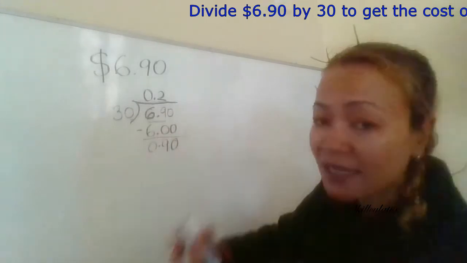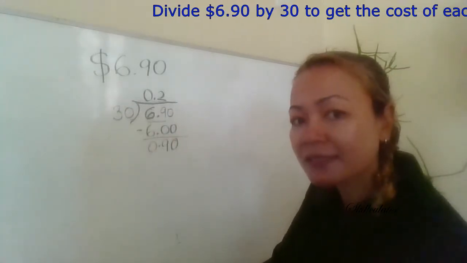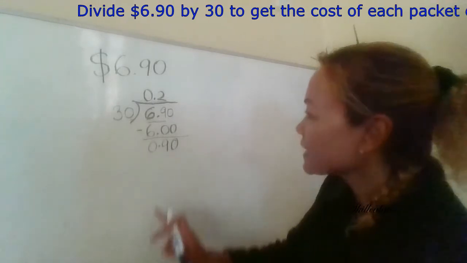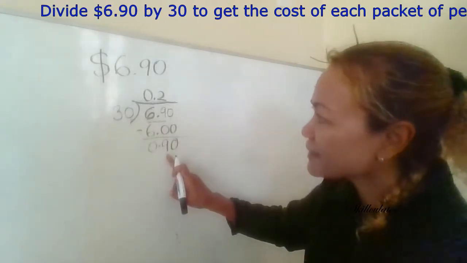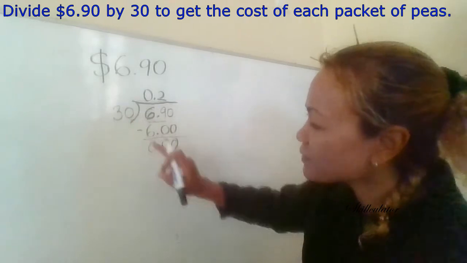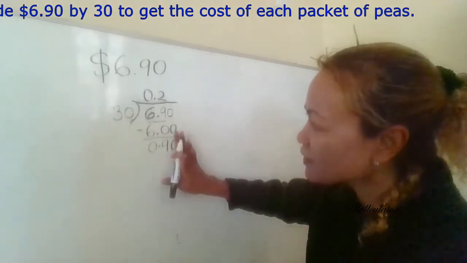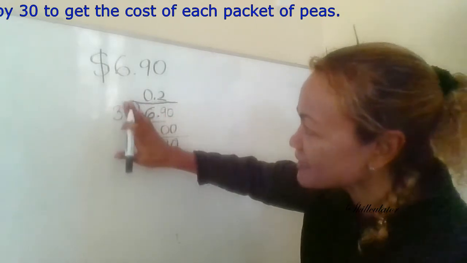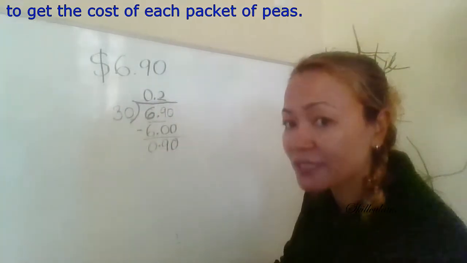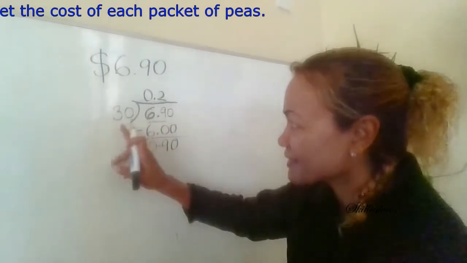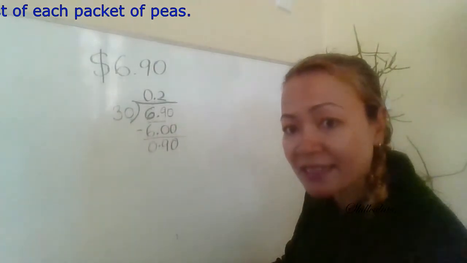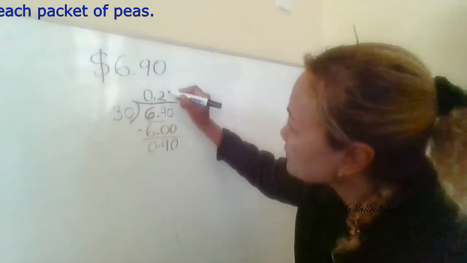30 can go into 90 how many times? Simple way to think of it is, can 3 go into 9? If 30 has 1 zero on the end, and 90 has 1 zero on the end, you can for a minute just forget about the zeros on the end. 3 goes into 9 3 times, right? Exactly the same thing as 30 going into 90 3 times.